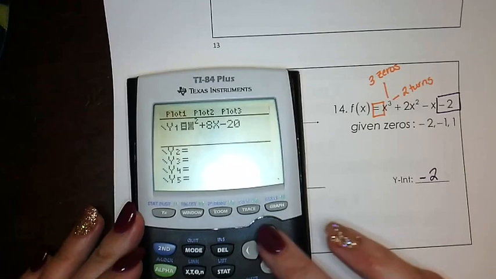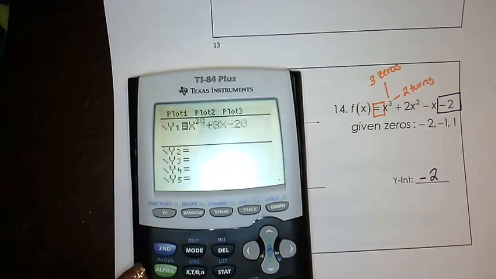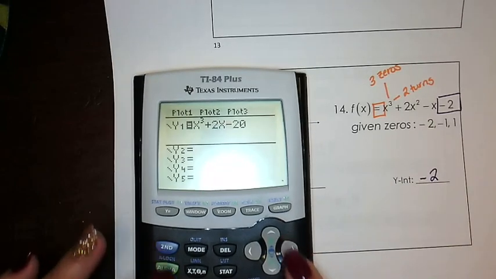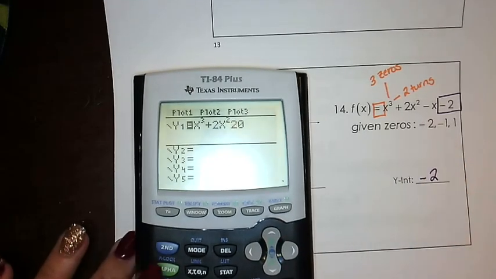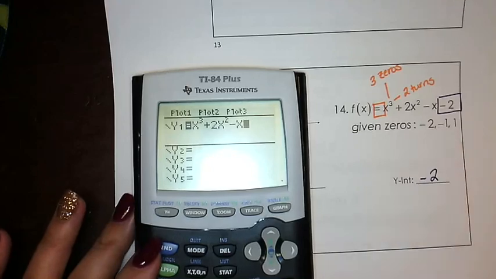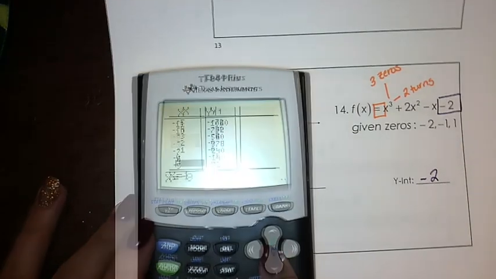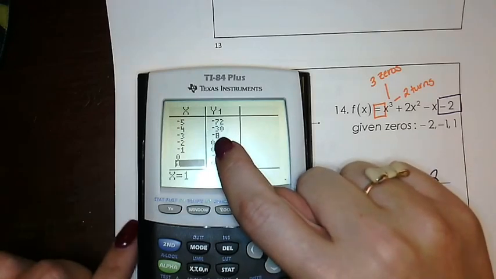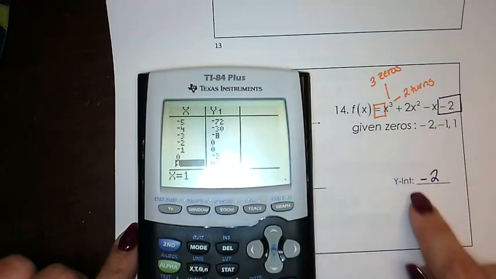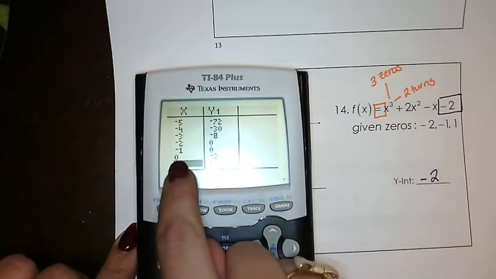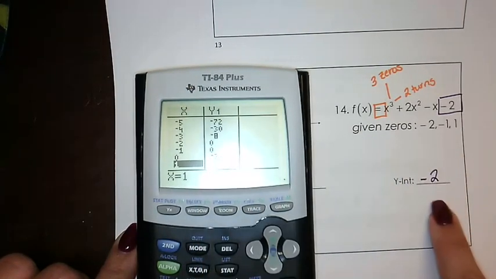So we have x cubed. Change that to a 3. Then I have a positive 2x squared minus x minus 2. Again, I hit second graph. I come down. So I can look here, and where y is 0, that gives me my zeros, which are -2, -1, and 1. And then when x is 0, I get my y-intercept, which is -2.